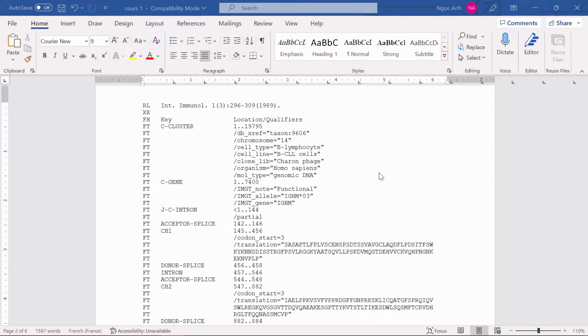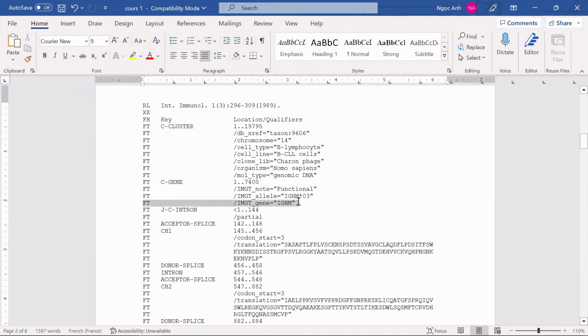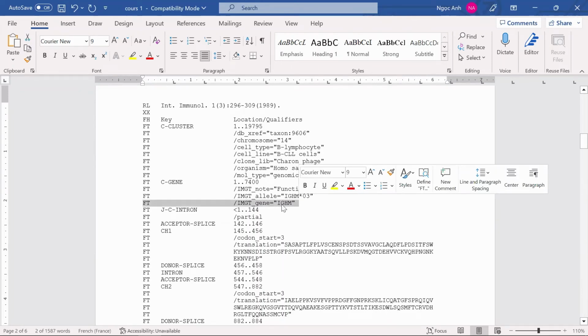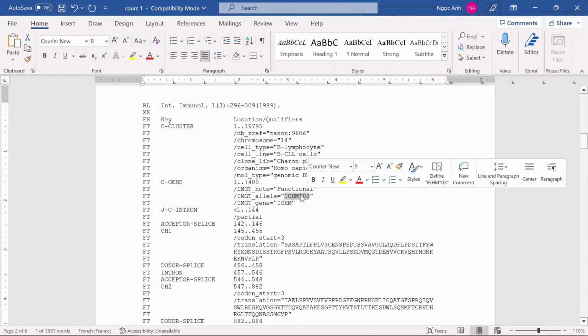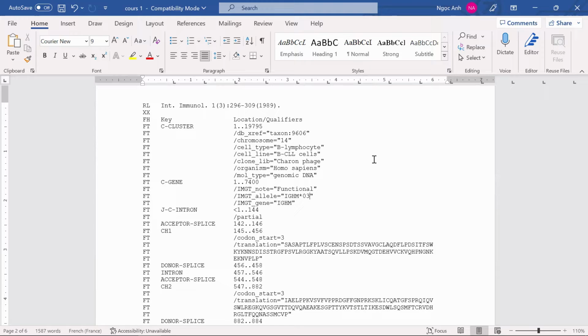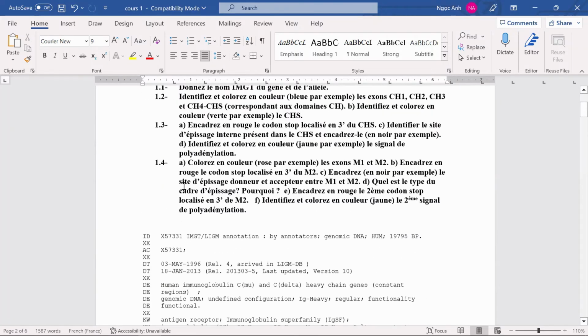So what is the gene and what is the allele that we'll be working on in this exercise? The gene is Ig, immunoglobulin heavy M. And what is the allele? Exactly, the allele is the third allele. That was the answer to the first question. Could you please show us the second question? Go to the top of your file.